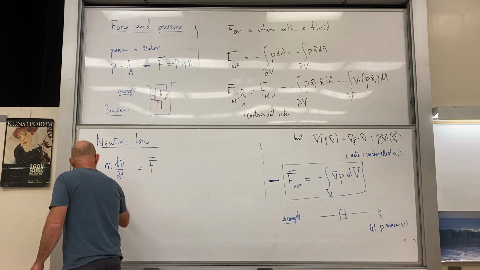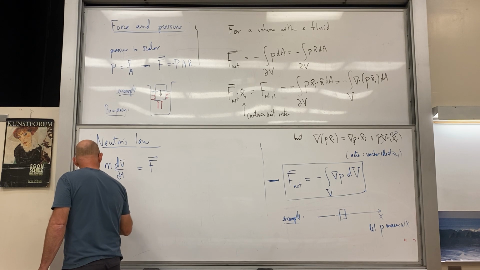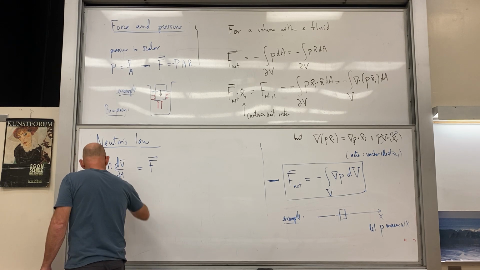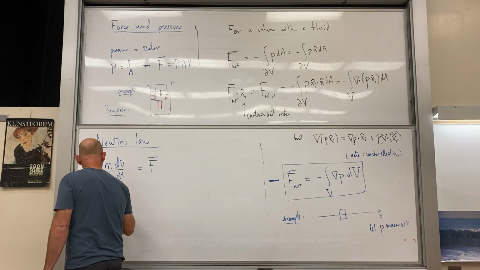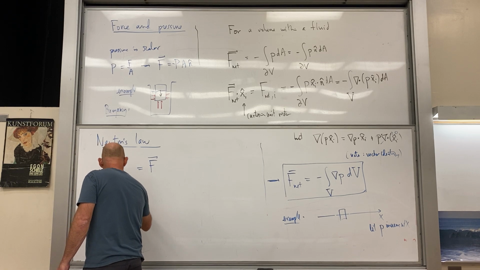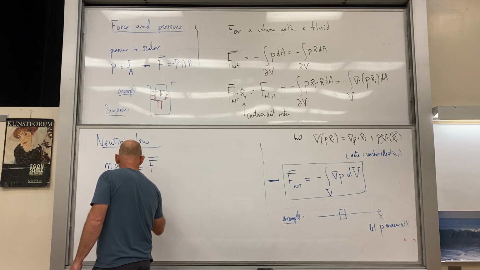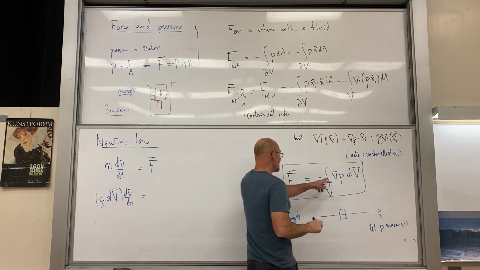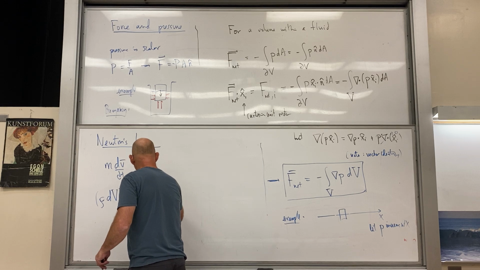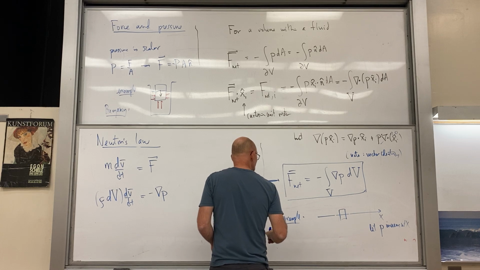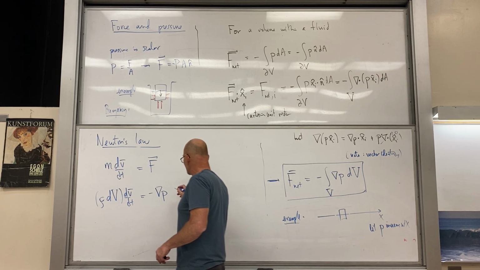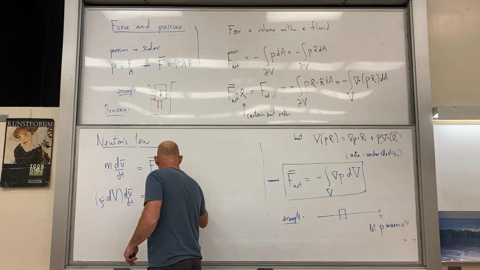So what we're going to do for the mass is say we have density times, I'll use a delta volume, okay? I'll use parentheses. So the density times dV is our mass, dv/dt our acceleration. And for the force we have minus gradient of P, that's our vector. And then we also have a dV here, times dV.